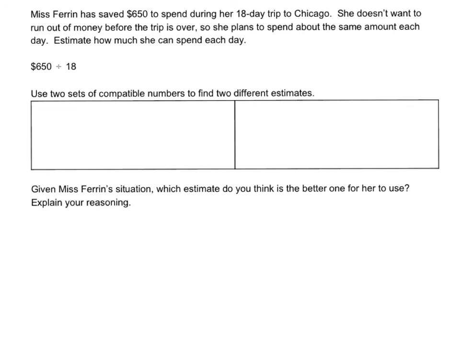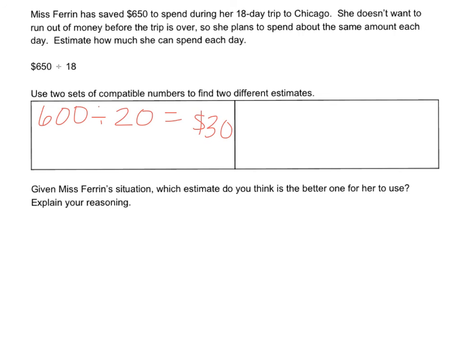You know, with money, sometimes you need to be exact. Sometimes you don't. Sometimes things come up and you end up spending more one day. So for right now, I just want to estimate how much I can spend per day. So I'm going to use my compatible numbers. 650 divided by 18. Well, 18 is really close to 20. So I'm going to use that for my divisor. And then 650 would work nicely if I change that to 600. And that would leave me with an estimate of $30 per day.